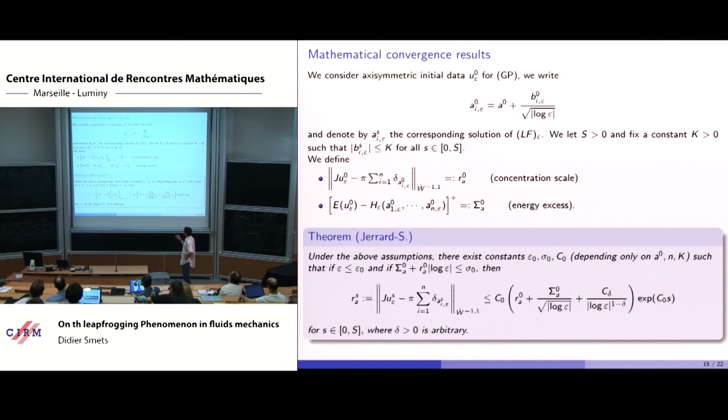If this is not too big, I call it the energy excess, and the theorem says if the energy excess and the concentration scale are sufficiently small, depending just on the data of the system but not on the initial data, then the concentration at time s is still small. It's exponentially diverging, but on a scale of time one, it is controlled by what I had at the initial time, where these new points, a_i^epsilon(s), are the solution of the ODE of the previous slides.